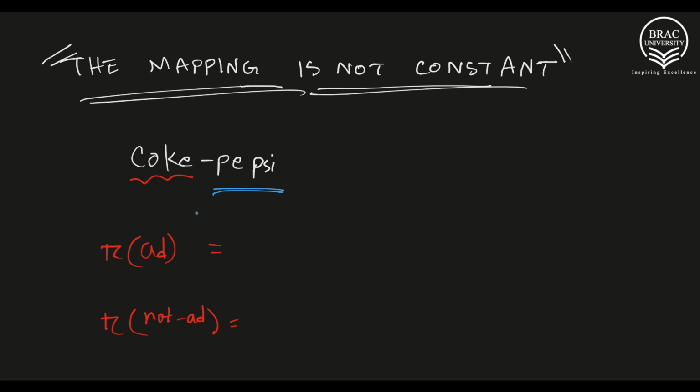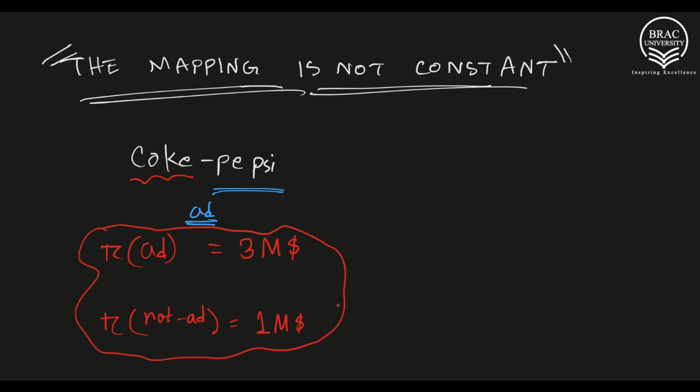So if Pepsi decides to advertise, and Coke also decides to advertise, the payoff for Coke would be, in this case, $3 million. And if Pepsi decides to advertise and Coke decides not to advertise, the payoff was $1 million. Right? So this is the payoff function of Coke if Pepsi decides to advertise.